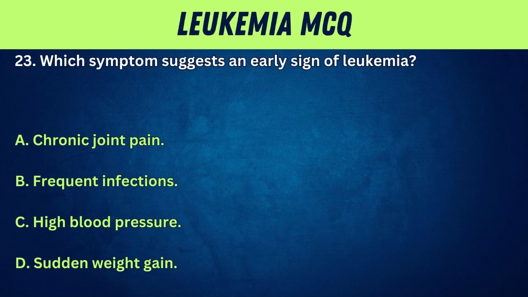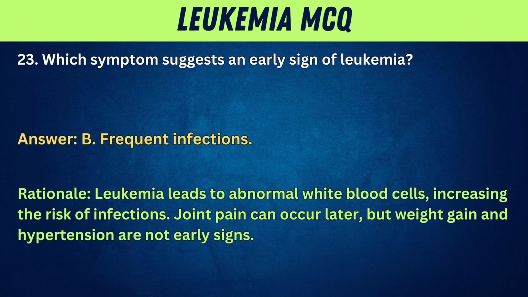23. Which symptom suggests an early sign of leukemia? A. Chronic joint pain. B. Frequent infections. C. High blood pressure. D. Sudden weight gain. Answer: B. Frequent infections. Rationale: leukemia leads to abnormal white blood cells, increasing the risk of infections. Joint pain can occur later, but weight gain and hypertension are not early signs.